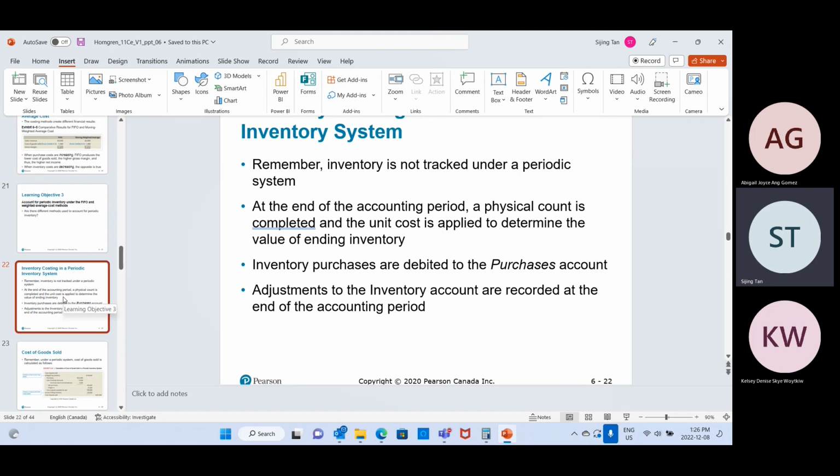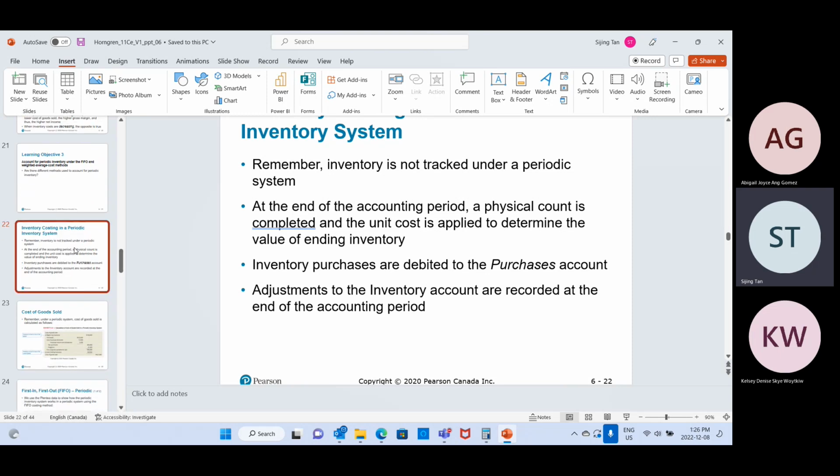Now, the third topic we're going to talk about is the different methods used to account for periodic inventory. The FIFO method and the weighted average are much easier under periodic, as we know the periodic system is where the business does not keep a continual record of the inventory on hand. So we're not tracking how much was purchased and how much is left on hand. There's a physical count of the quantity of inventory, always made at the end of the period.